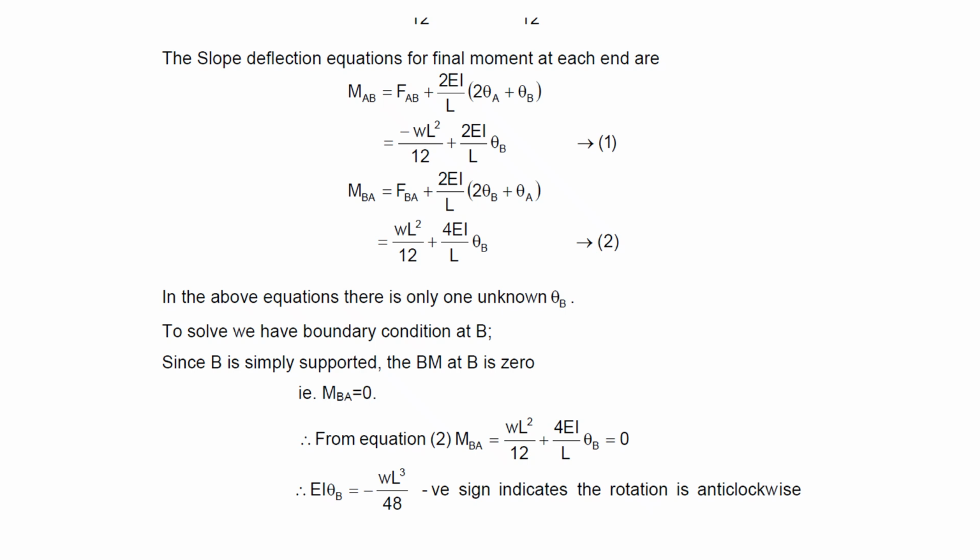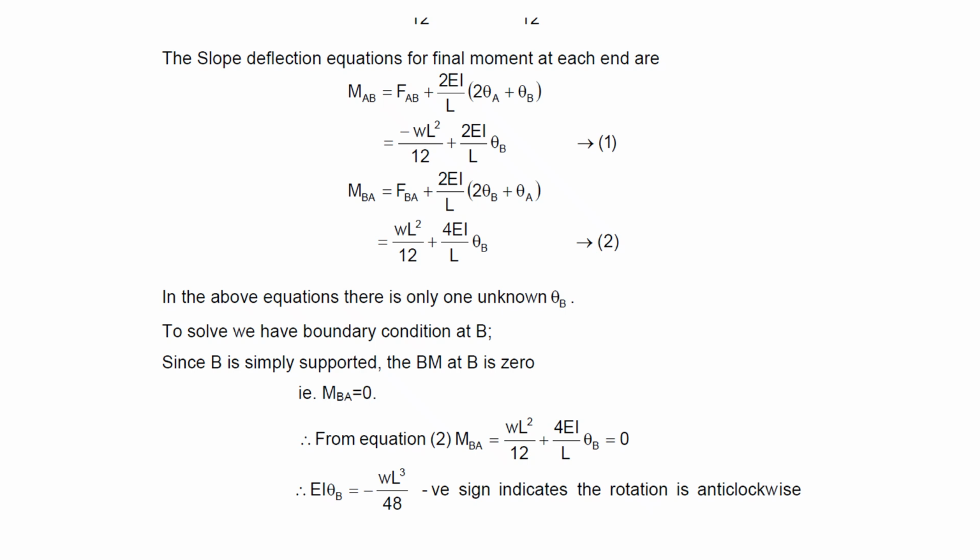So MAB equals FAB plus 2EI by L bracket 2 theta A plus theta B. The second component is the moment due to the joint displacement, which is written in the form of 2EI by L bracket open 2 theta near end plus theta far end. So in MAB, theta A is the near end and theta B is the far end. So you substitute, and equation 1 is obtained. Theta A is equal to 0, so it gets cancelled. Similarly, MBA equals WL square by 12 plus 4EI by L theta B.